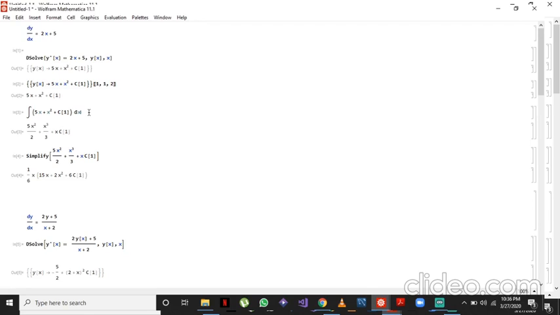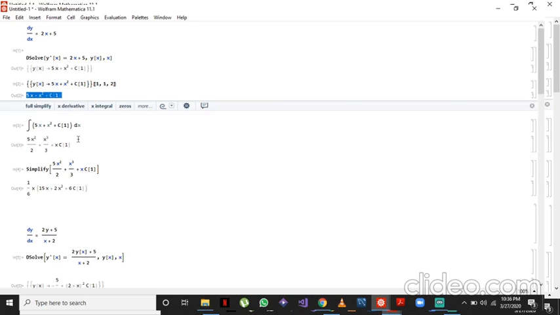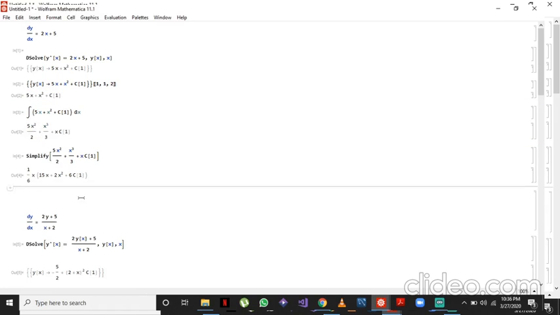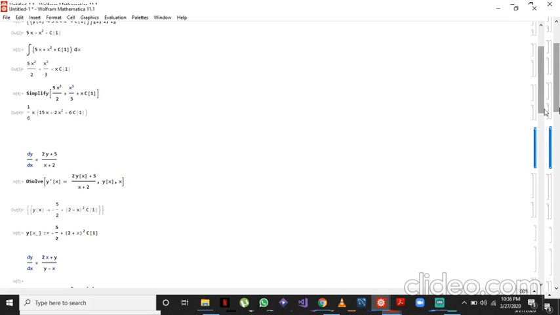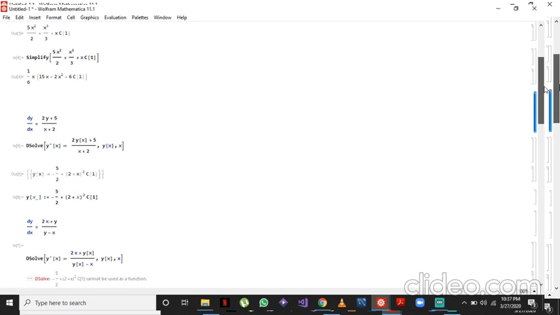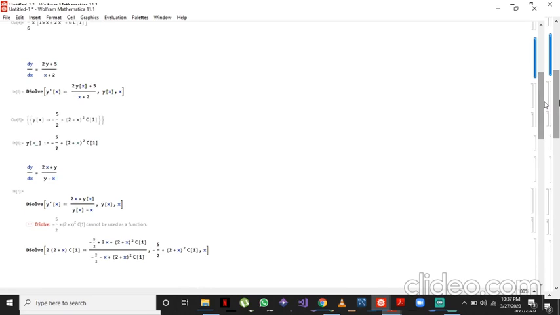There were other functions applicable to this solution as well. We can see over here, in line number 2 and output 2, line number 3 and output 3, and line number 4 and output 4, that there were several other solutions that this software can give for one equation. In another question, dy upon dx equals 2y plus 5 upon x plus 2, we see that it can help you solve that as well. We also tried 2x plus y upon y minus x, and we can see that it can solve that equation as well.